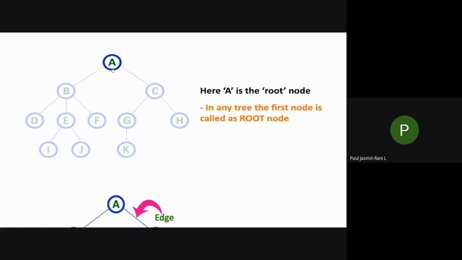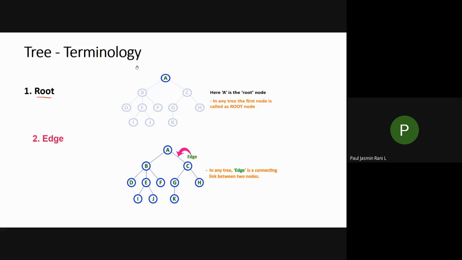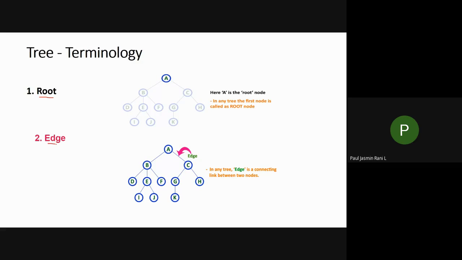That is the top. And remember one more thing: this one will be at level 0. Next one is edge. What do we mean by edge? An edge is used to connect two nodes. We call them edges. Here you have a node and you have a C node.